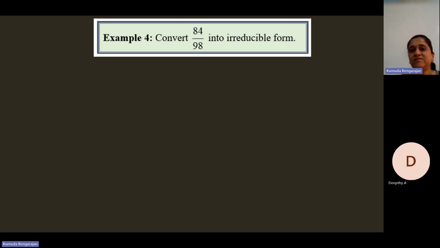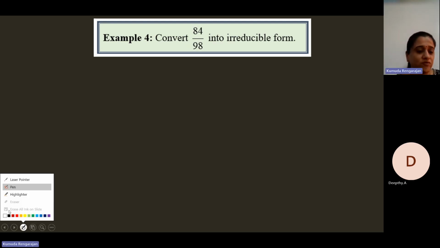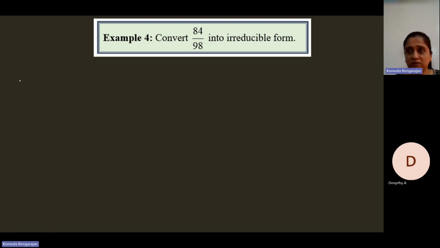And also for LCM, you need at least two numbers, no? You should find the HCF of the numerator and the denominator. I'll work it for you.